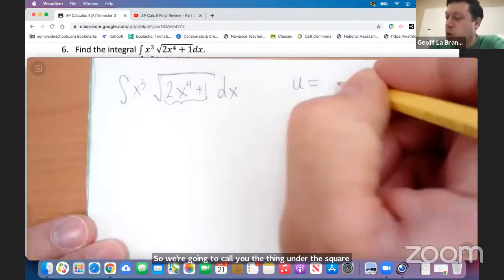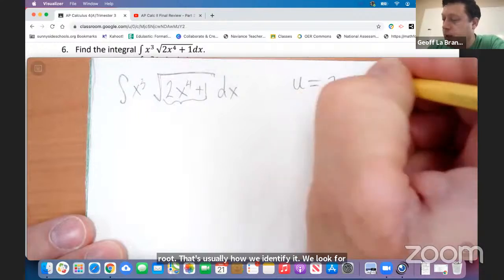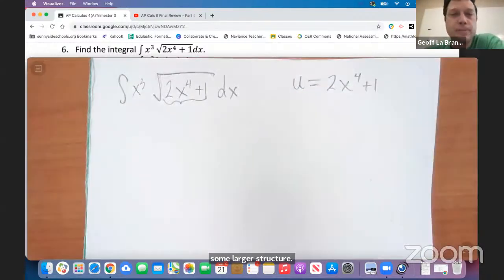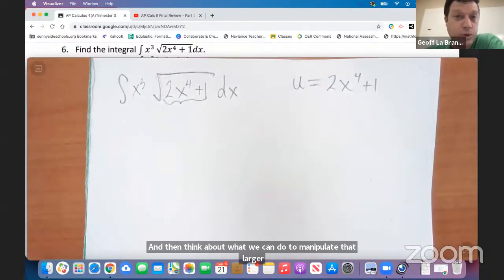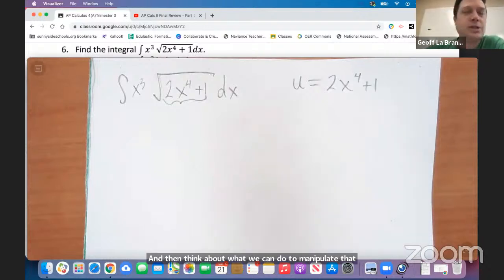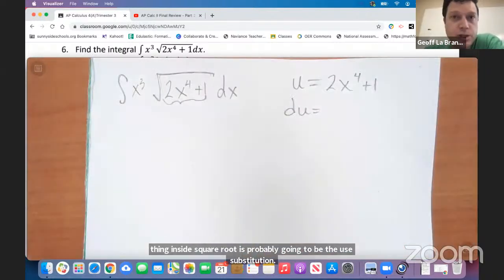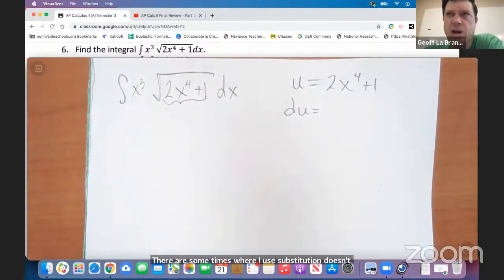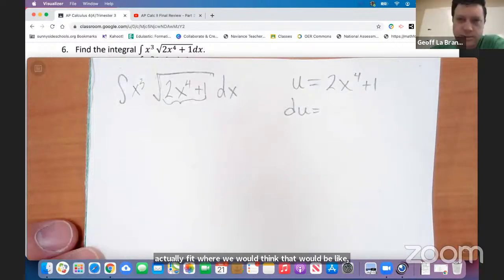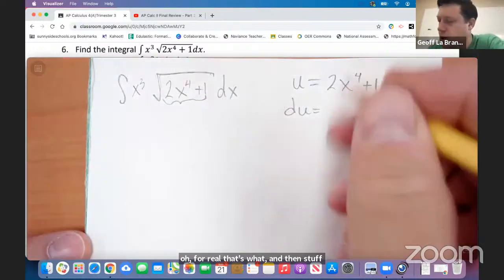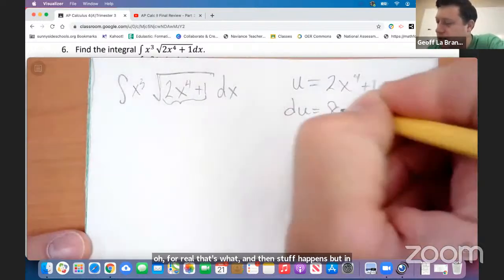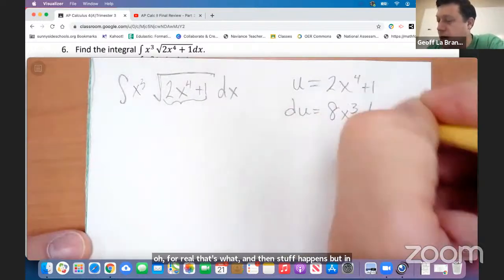We look for some larger structure and then think about what we can do to manipulate that larger structure, like the square root of something. The thing inside the square root is probably going to be the u substitution. There are some times where a u substitution doesn't fit where we would think. But in this case, no. 8x to the third dx.